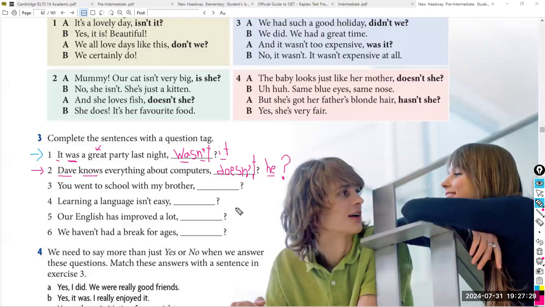Hiba, can you hear me? Yes. Now, sentence number 3. You went to school with my brother, didn't you? Aha, bravo, didn't you? You went. Yes. Okay. Please, Hiba, tell me, why did you write or say, didn't you? Okay, didn't you? Because when past.